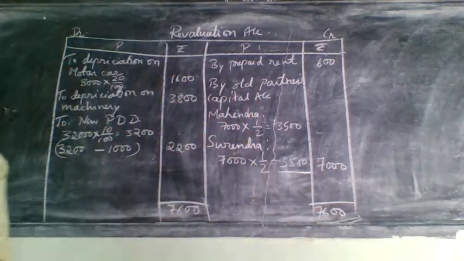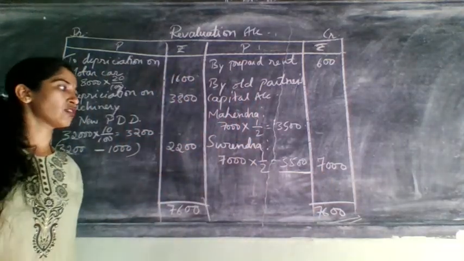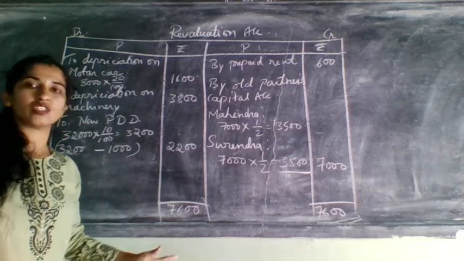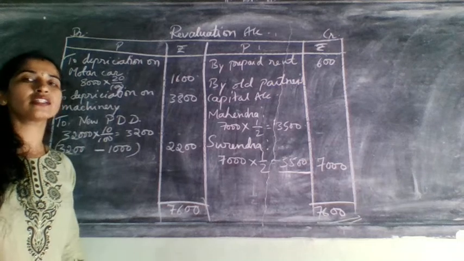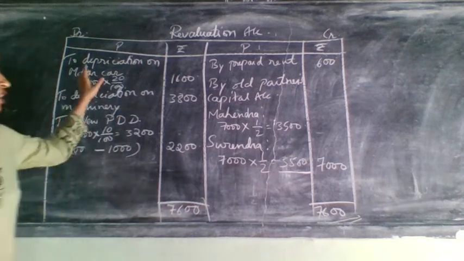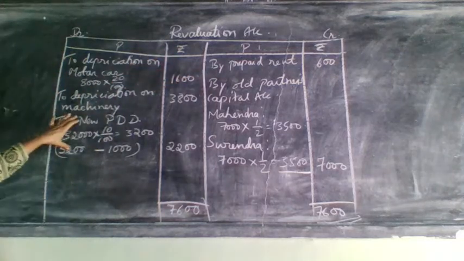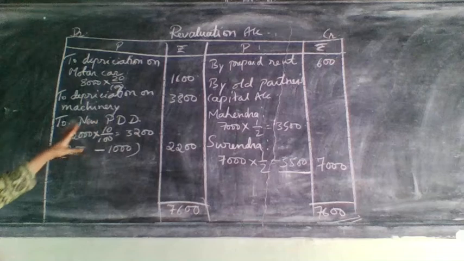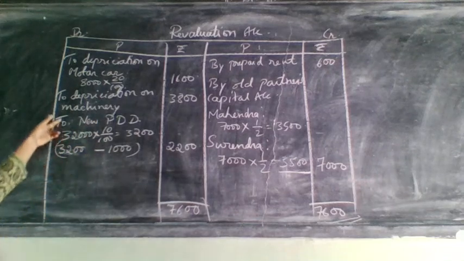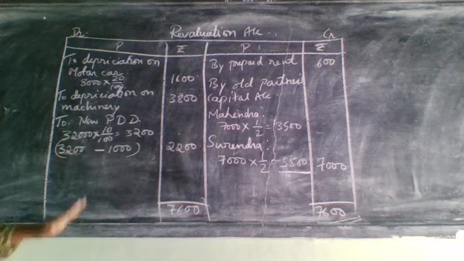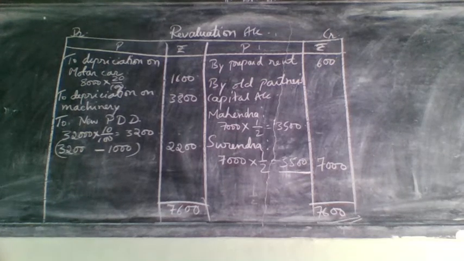So 7,000 was divided among Mahendra and Surendra in the old ratio. Old ratio, here they have not mentioned the ratio. Need to consider them as equal partners. So understood this revaluation account. See, these three are common here. Only this is what different than other problems. Other problems, whatever I solved, it was not there. This was a new one for PDD adjustment. So here ends your revaluation account.